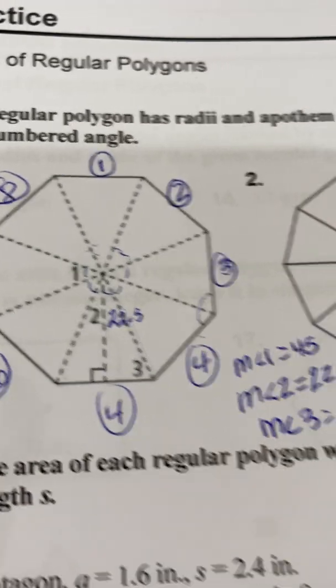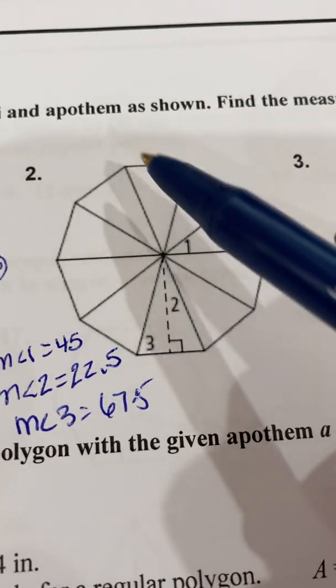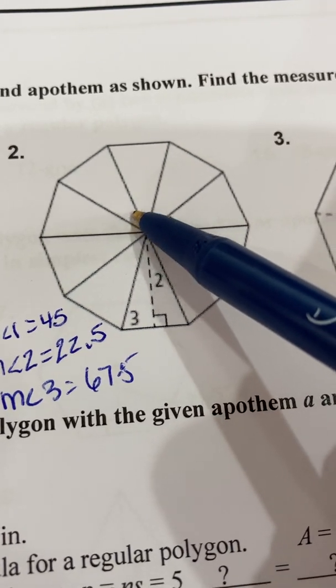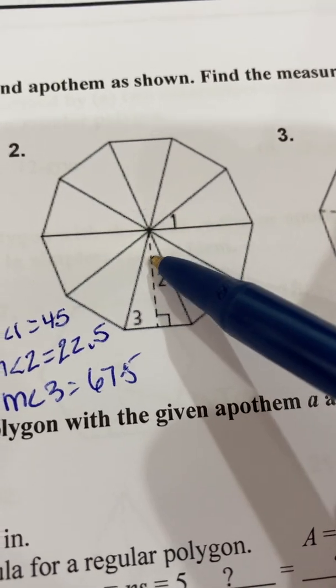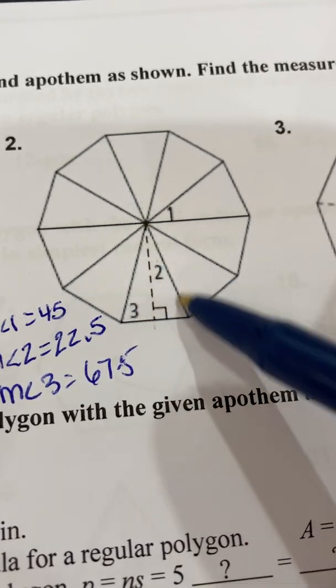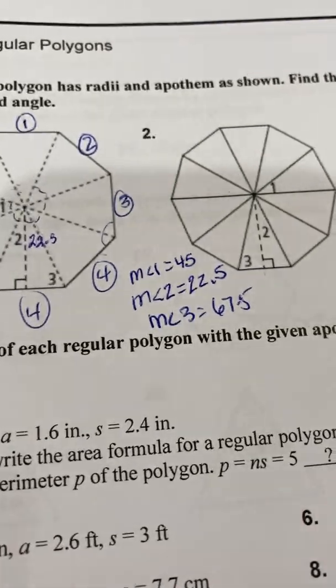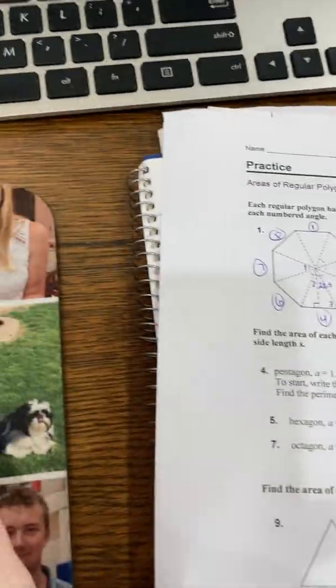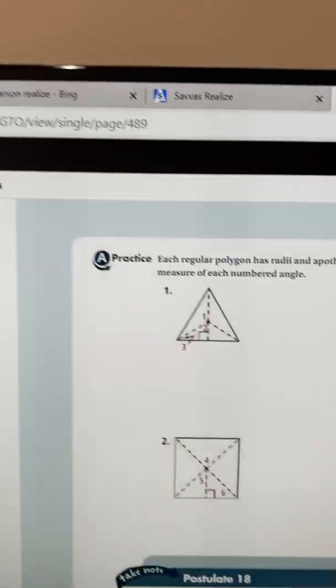Okay, but you can do that with any shape, any angle. You just take however many little angles are on the circle, divide it evenly into 360 because you have a complete circle. Angle 2 will be half of angle 1 because of your apothem, and then you have this nice little right triangle right here.